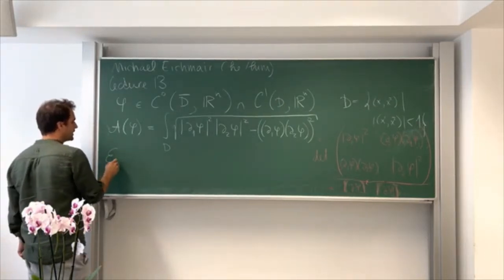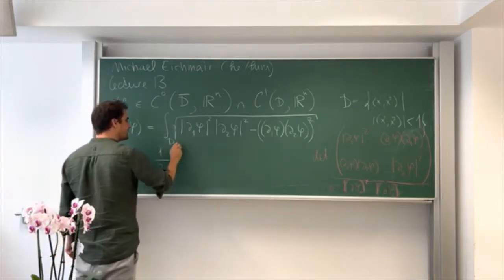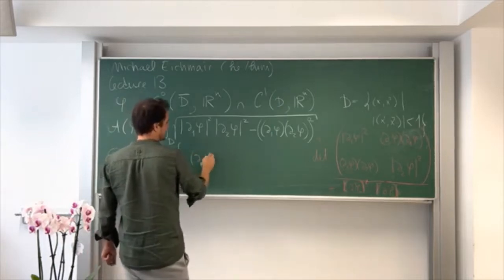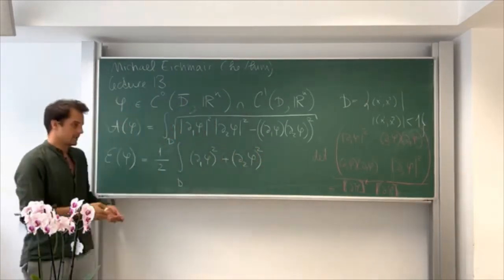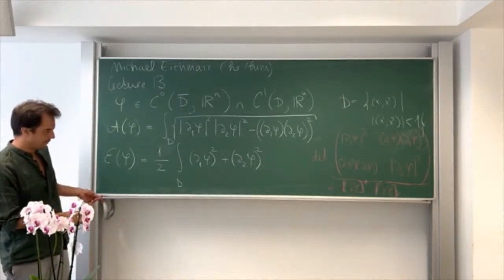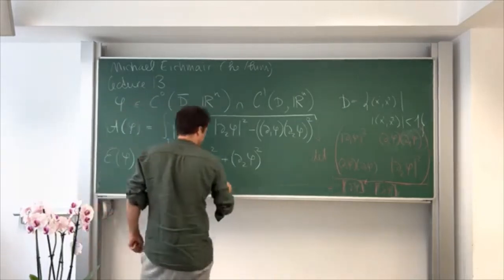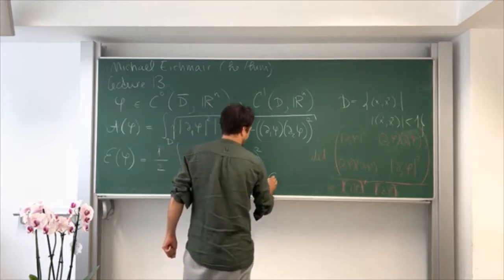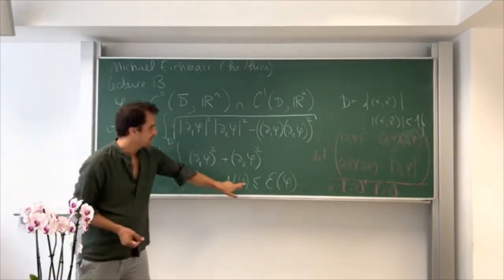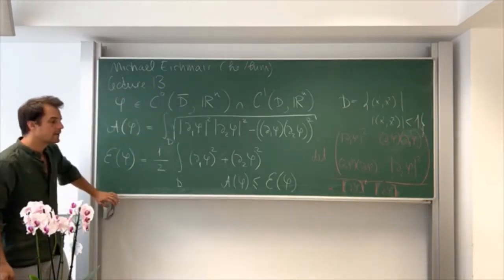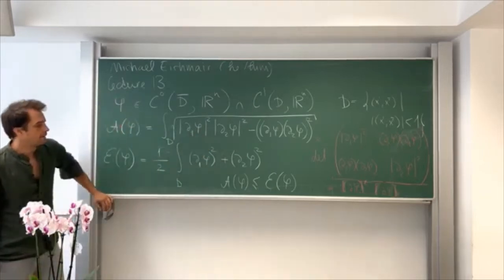Then there's a second quantity that we've been looking at, the energy of phi. That energy of phi is given by half the integral over D of the length of the first partial of phi squared plus the length of the second partial of phi squared. So it's the sum of the Dirichlet energies of the components of phi. Something that follows from Cauchy-Schwarz, and that's useful, is that the area of phi is always bounded above by the energy of phi. Let me recall straight away that equality holds if and only if phi is weakly conformal, meaning this quantity here vanishes, and these quantities here are equal.